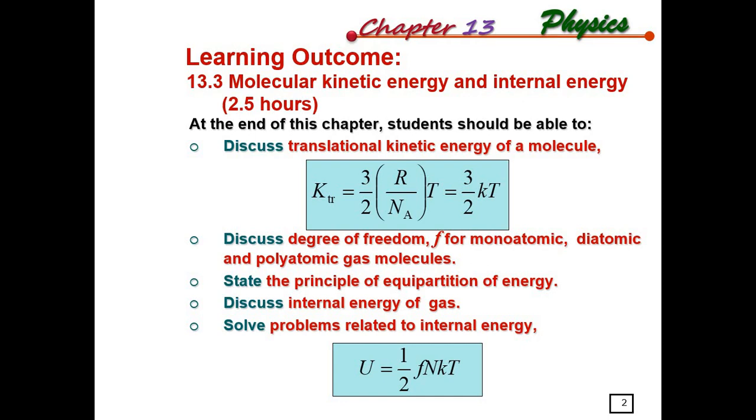The outcomes for the subtopics are: at the end of this chapter, students should be able to first, discuss translational kinetic energy of molecules. Second, discuss degree of freedom f for monoatomic, diatomic and polyatomic gas molecules. Third, state the principle of equipartition of energy. Fourth, discuss internal energy of gas. Fifth, solve problems related to internal energy.